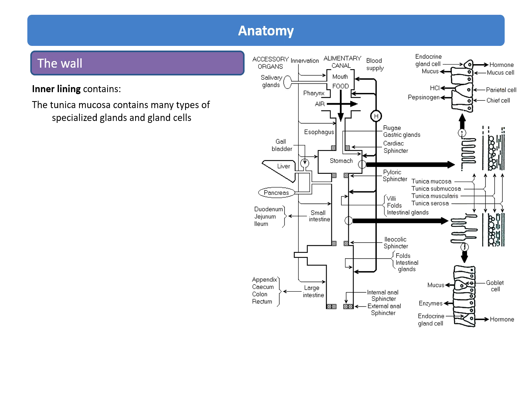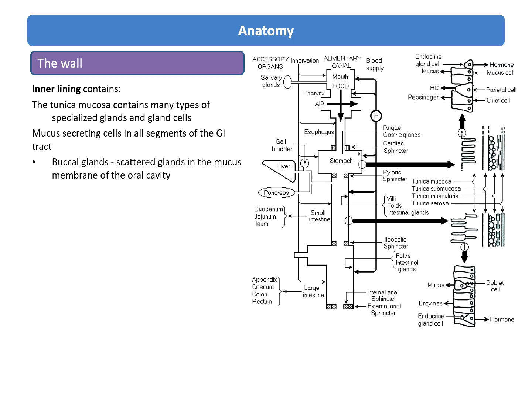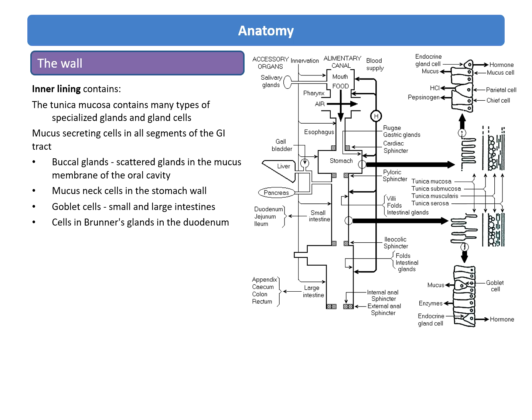The tunica mucosa contains many types of specialized glands and gland cells. It contains mucus-secreting cells in all segments of the GI tract. Buccal glands are scattered glands in the mucous membrane of the oral cavity, the mouth. Mucous neck cells are in the stomach wall. Goblet cells are mucus-secreting cells in the small and large intestine. Also cells in Brunner's glands in the duodenum.